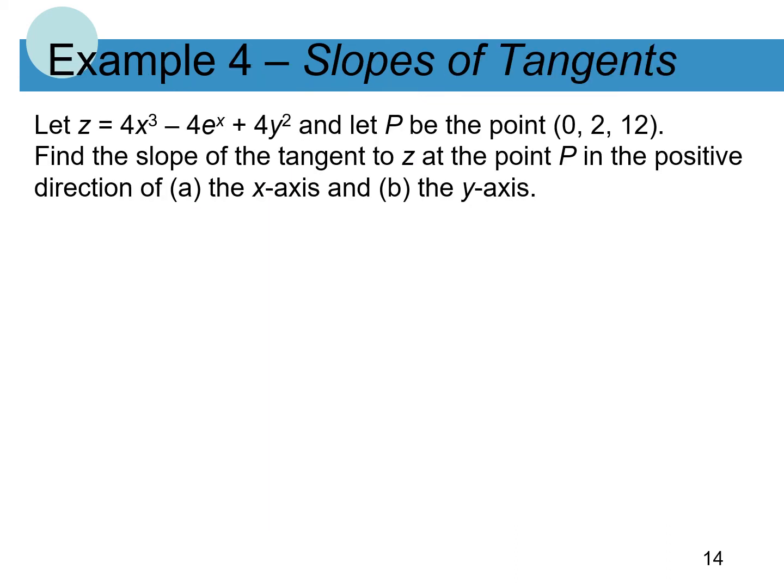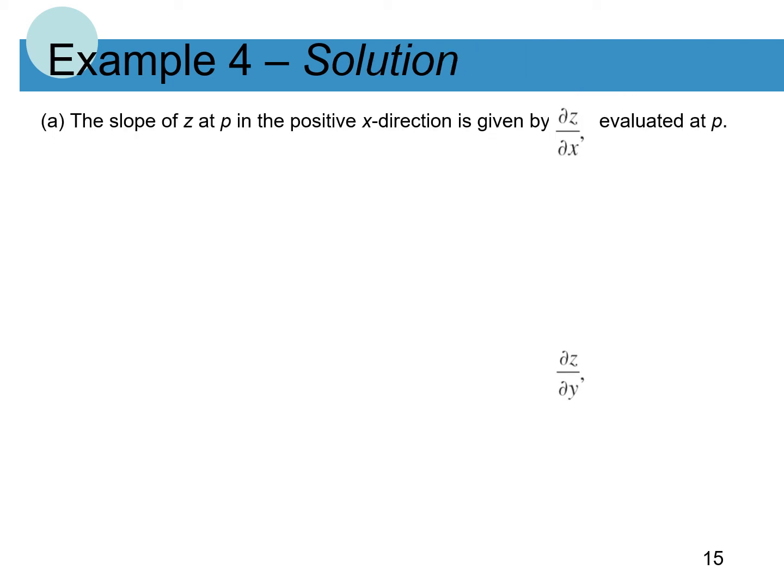Then another example. Let z equal 4x cubed minus 4 e to the power x plus 4y squared, and let p be the point (0, 2, 12). Find the slope of the tangent to z at the point p in the positive directions of a, the x-axis, and b, the y-axis. So in this case, 0 represents x null, 2 represents y null, and 12 represents z null.